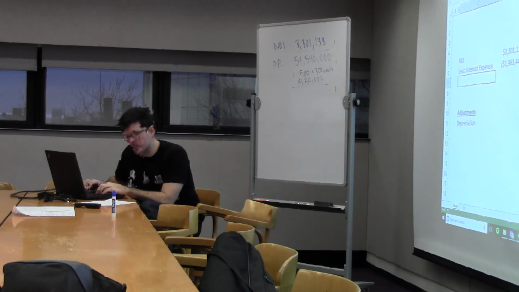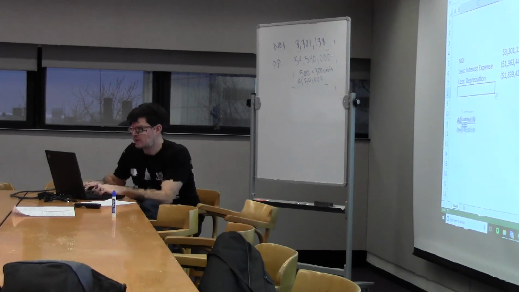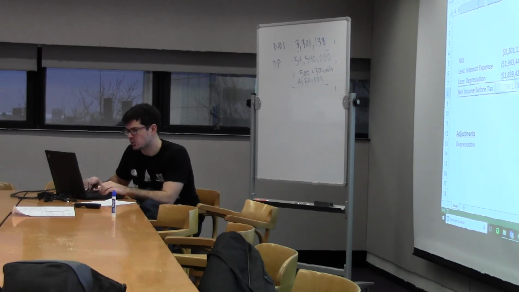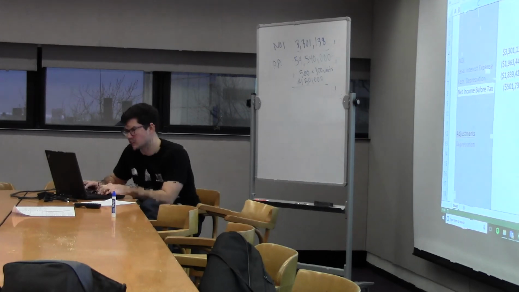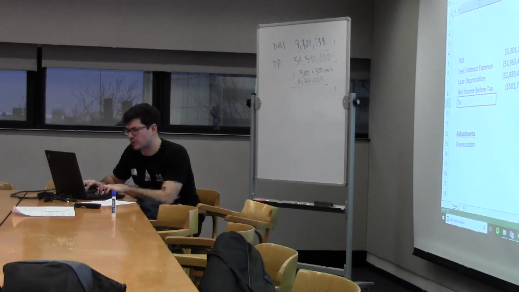So this is a cash expense. Then we take out depreciation. This is non-cash. And depreciation is 1,829. So we have net income before tax, just summing up all these. We actually have negative net income before tax, which means there's nothing to tax. So taxes are going to be 0 in this case.